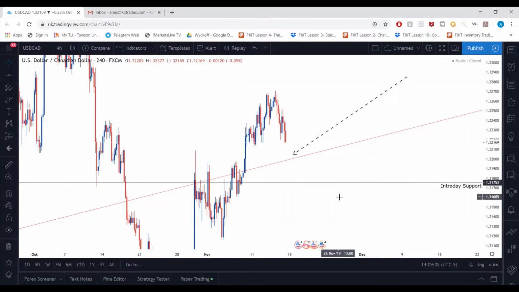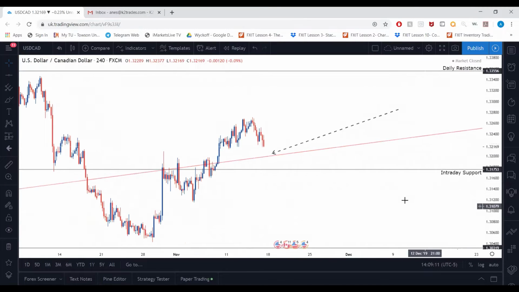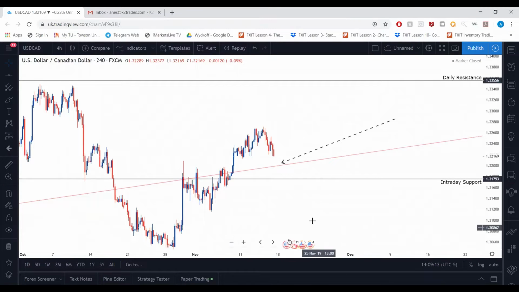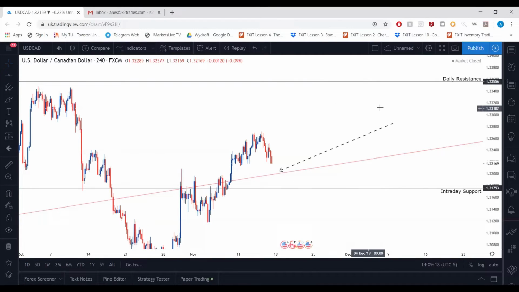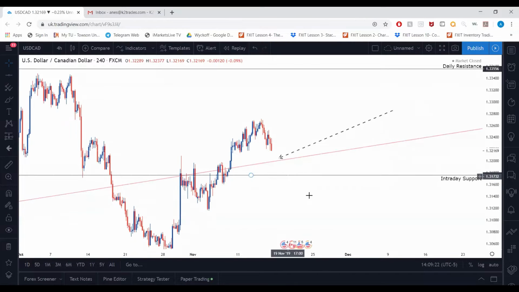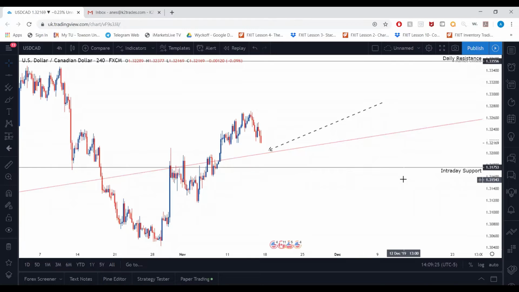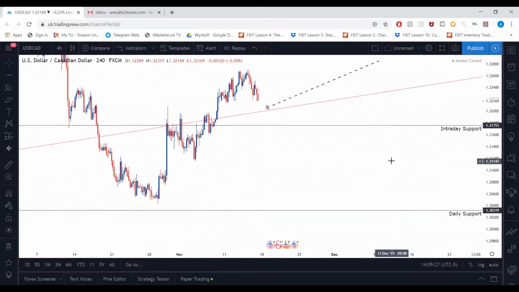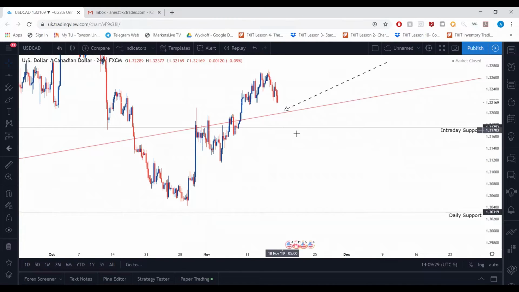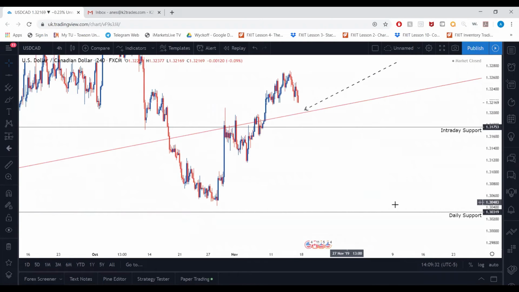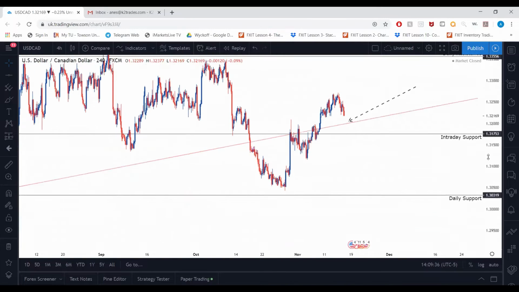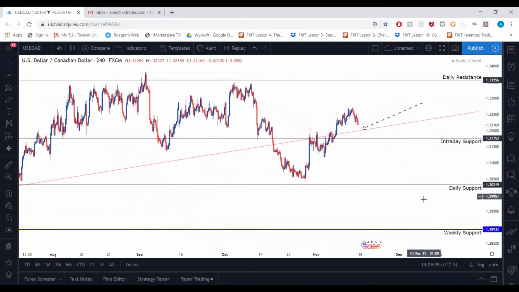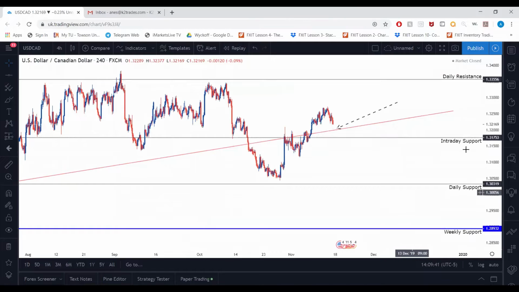So we can see if the pair will be able to sustain above this level, which is at 1.320, and maybe give us some possibility to go long next week. If not, I would watch what it does when it reaches this intraday support at 131.750. A possible break of that would be a good opportunity for a sell to a daily support, which is like 140 pips down, and possibly with momentum to go all the way down to the weekly support.